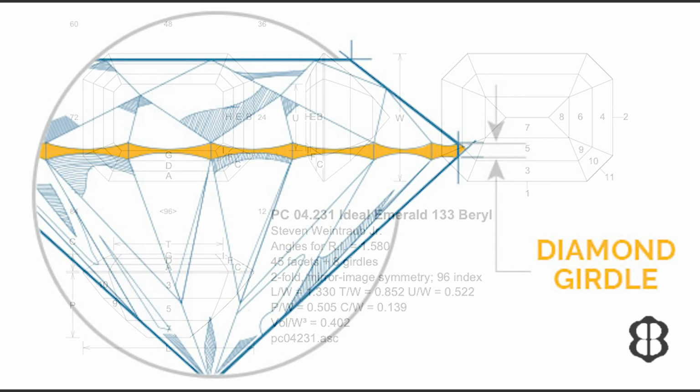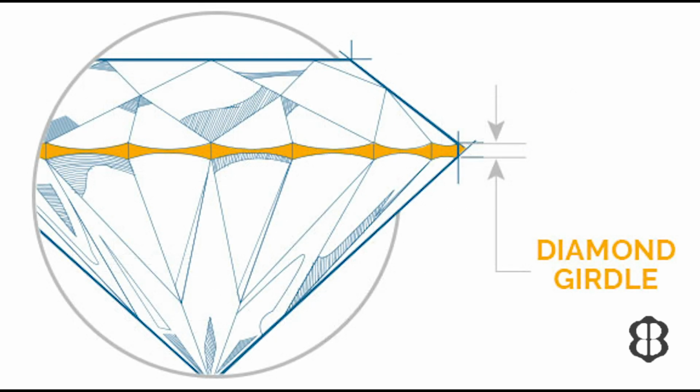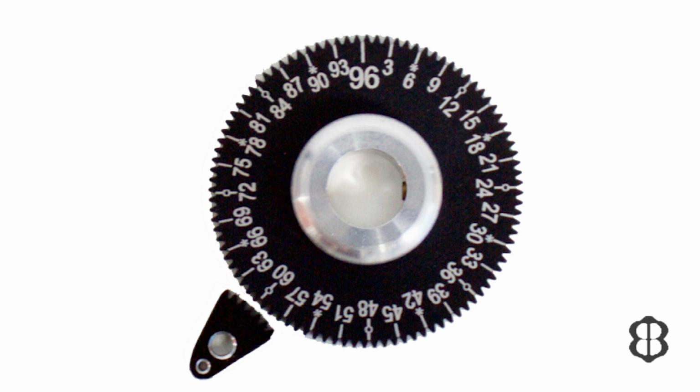You cut the girdle, the part of the gemstone that separates the top part of the stone, the crown, from the bottom part of the stone, the pavilion, at 90 degrees. So you set a 90-degree angle, and you use the 96 and 48 tooth of your 96 gear index.